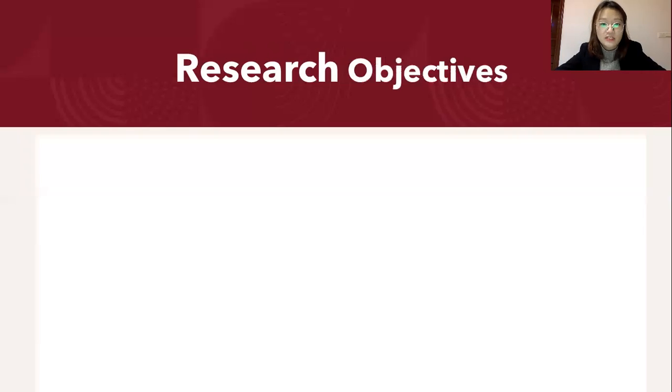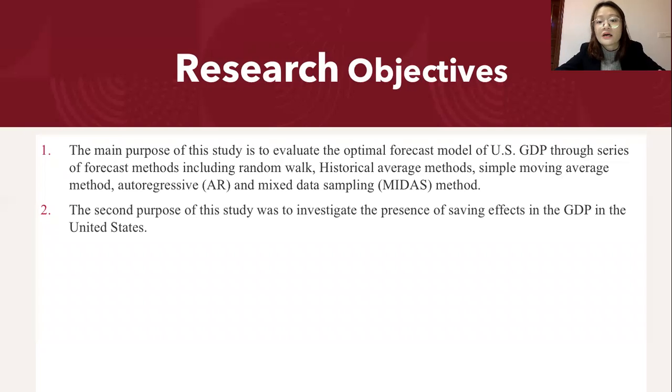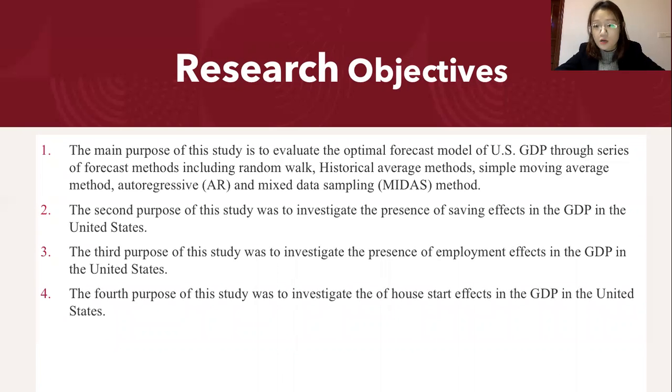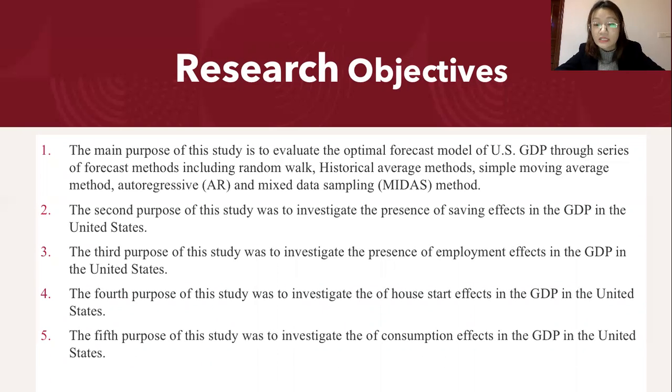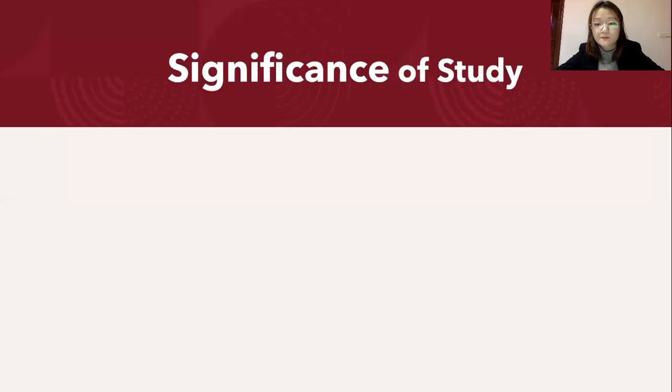And the research objectives are almost the same as the research questions. Our main purpose in this study is to evaluate the models for forecasting the GDP of the United States. The models we will be using are random walk, historic average method, simple moving average method, autoregressive model, and mixed data sampling method. We also will find the relationship between saving, employment, housing start, and consumption on the GDP in the United States. We also try to find the difference between the performance of the 5 types of MIDAS.